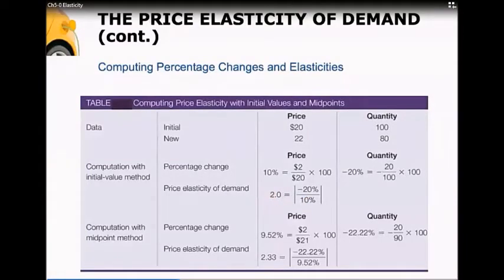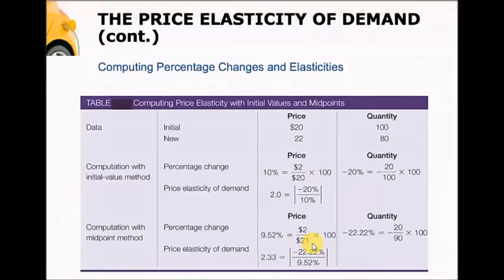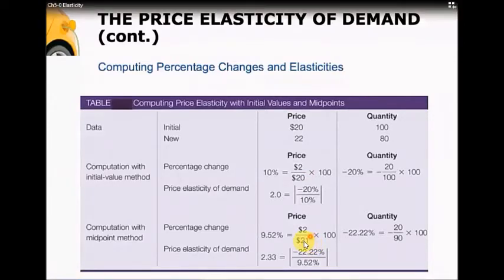Another alternative way of calculating percentage changes is using the midpoint method. The midpoint method substitutes the average or the midpoint of the two prices for the initial price. So in the initial way, the way we computed it before using the initial value method, we had the initial price level and the initial quantity. If we use the midpoint, we put in the midpoint price and the midpoint quantity. We get a slightly different measure for elasticity.